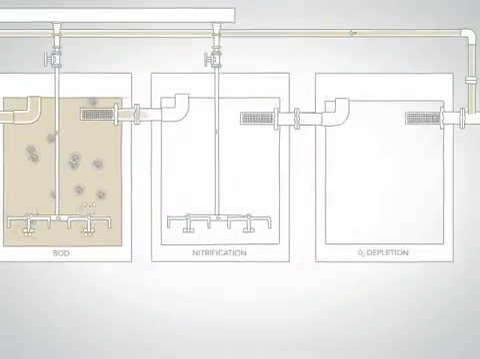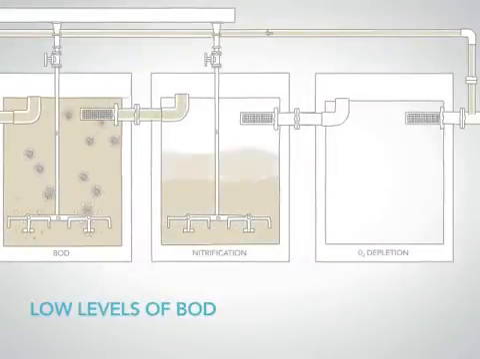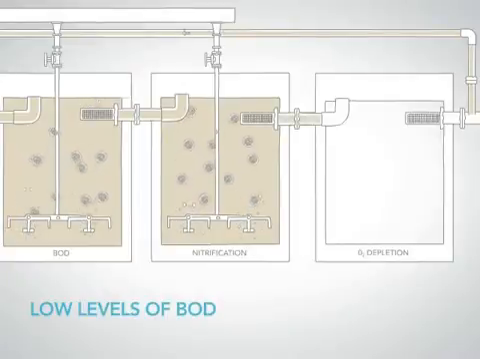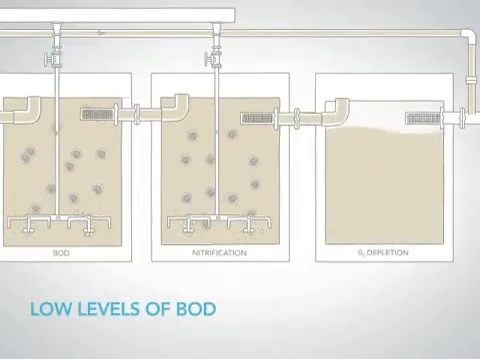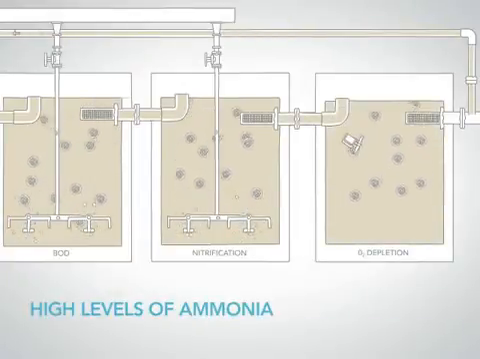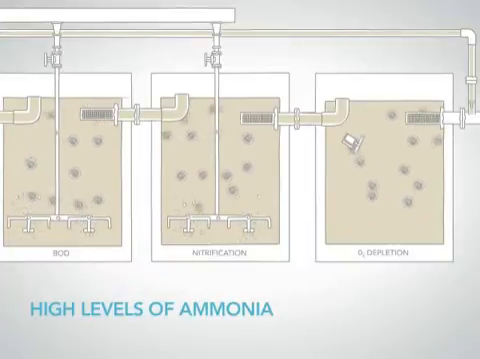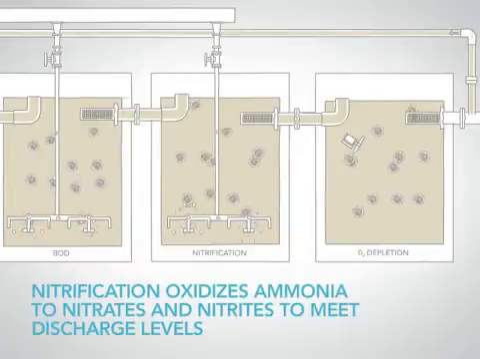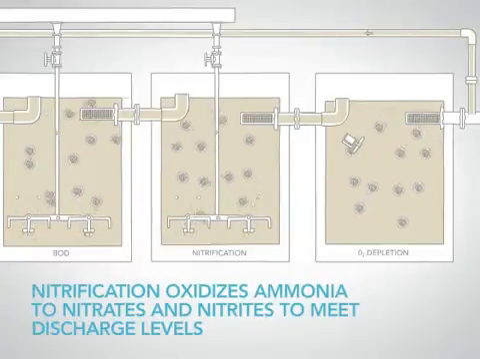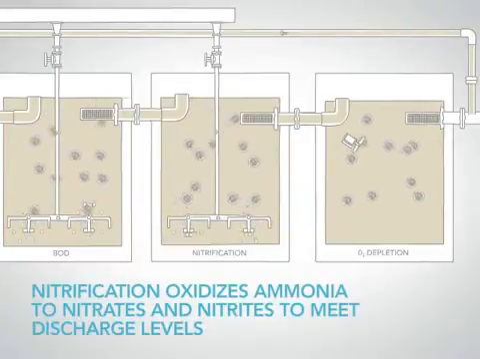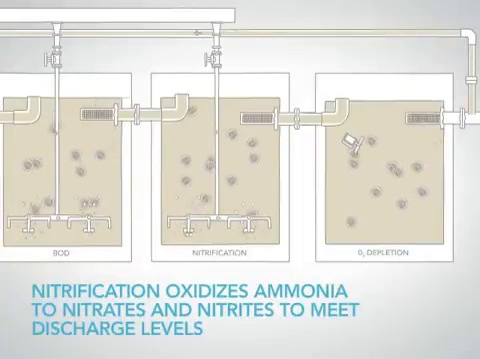In the third reactor, the influent has low levels of BOD, limiting the growth of heterotrophic bacteria, and contains high levels of ammonia, supporting the growth of autotrophic bacteria on the biofilm required for nitrification. The nitrification process oxidizes ammonia to nitrates and nitrites in order to meet the required discharge levels.